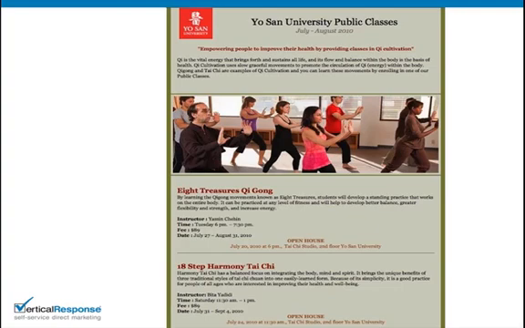So this is an example of an email that is just very easy to scan. The reader can quickly find the information that they're looking for. Right under the image, they have 8 Treasures of Qigong, and it's really easy to see the instructor, the time, how much it costs, when it's at, that there's an open house, and then it's the same thing underneath for a different event that they're having.